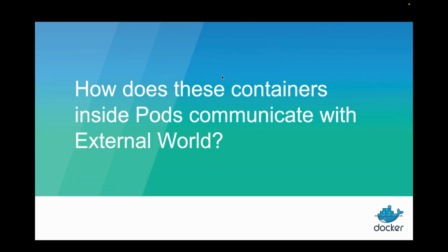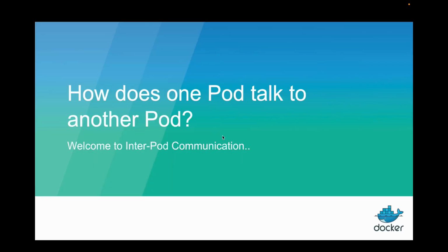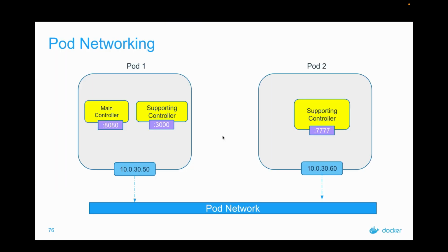Now the question is, how does a container inside a pod communicate with the external world? Because internally it's okay, you can access it through the port, right? But the external world wants to access it through some kind of an IP address, right? And that's where inter-pod communication comes into the picture. All pod addresses are fully routable on the pod network. Okay, so let me show you this. Yeah, so this is the pod network which you see right here.